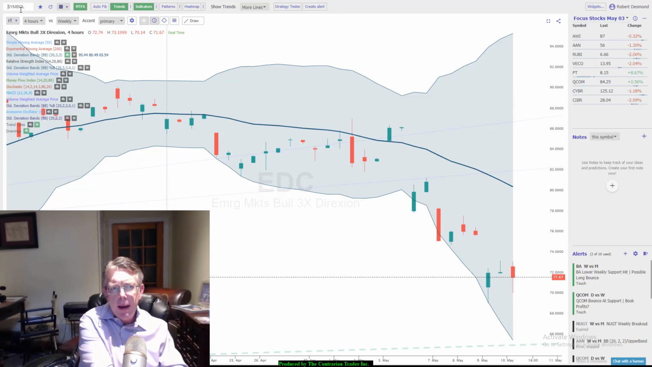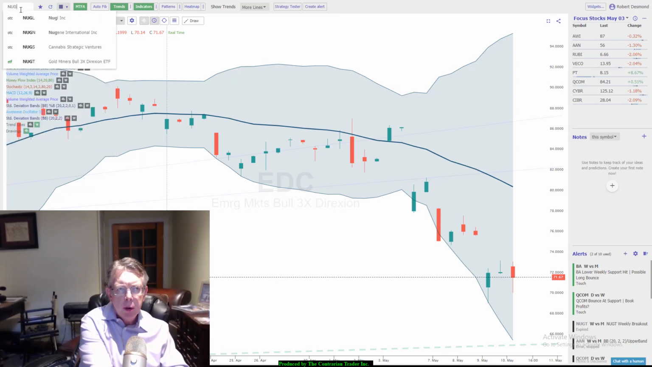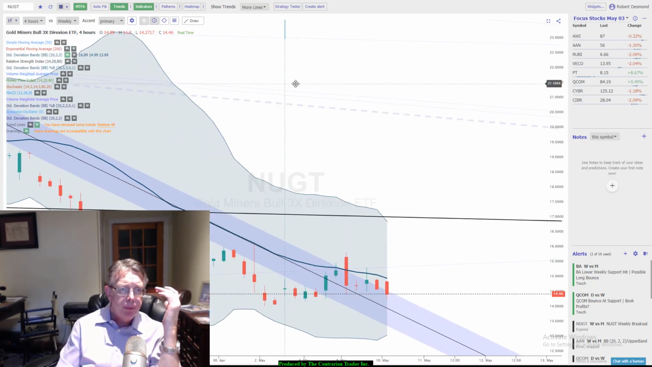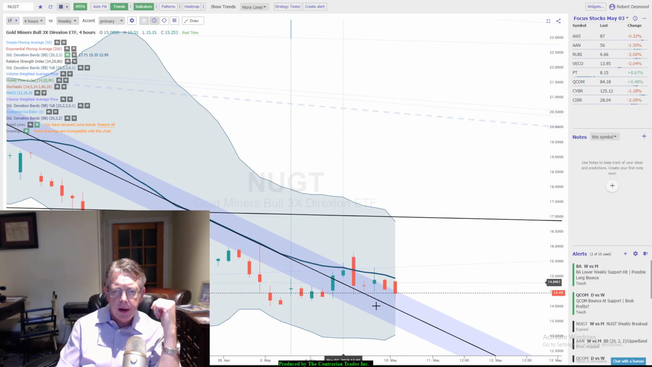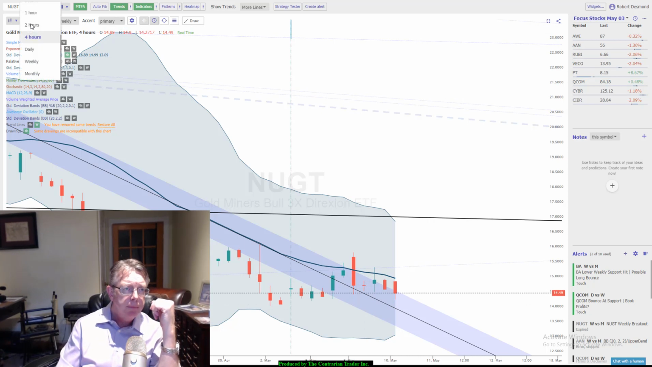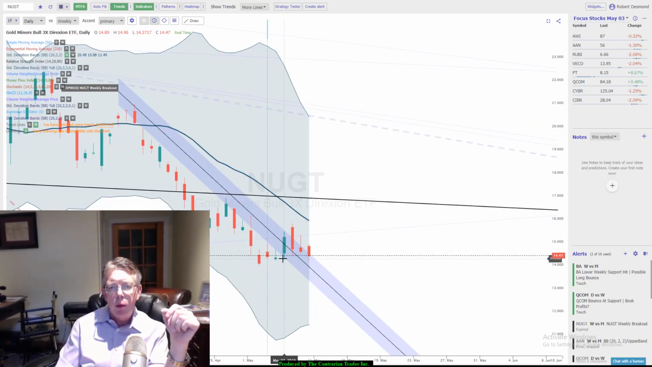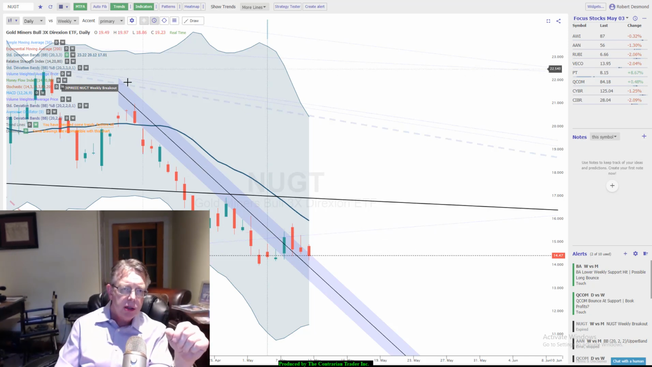Let's take a look at the gold miners. We'll bring up NUGT. All right, so not looking good here. We have weekly overlay here. Now, I drew this manual line here a few days ago, looking for a bounce, and we did bounce. In fact, let's go to a daily chart. Yeah. So what we did here on May the 7th is that we broke out above this upper band of resistance. Now what we're doing is we're retesting the breakout point.